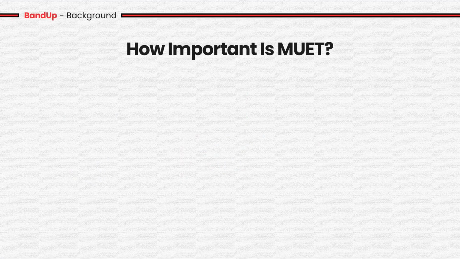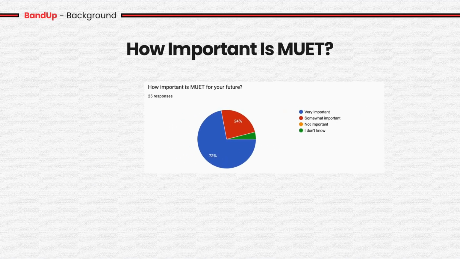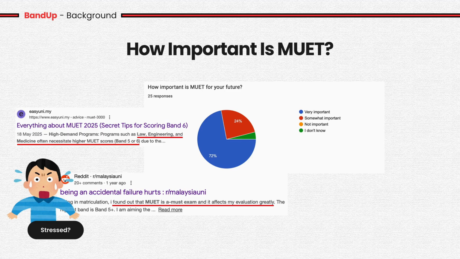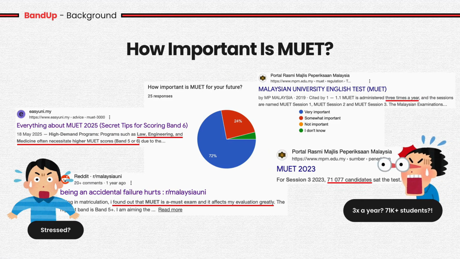Let me share some background on why MUET matters. According to the Google Form survey I conducted, 72% of respondents said MUET is very important for their future. This is especially true for high-demand programs like law, engineering, and medicine, which often require higher bands. A matriculation student realized MUET is a must exam and felt stressed since they need to achieve higher bands to continue their studies. MUET is held 3 times a year.